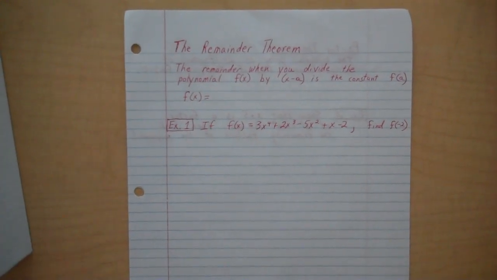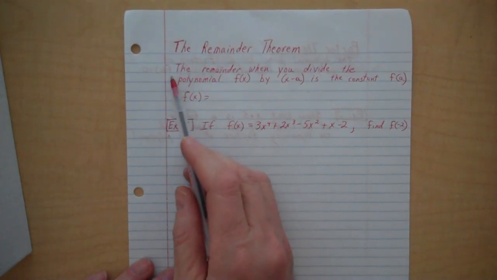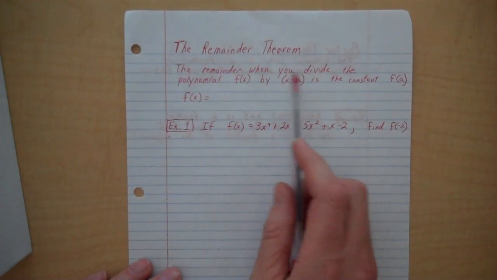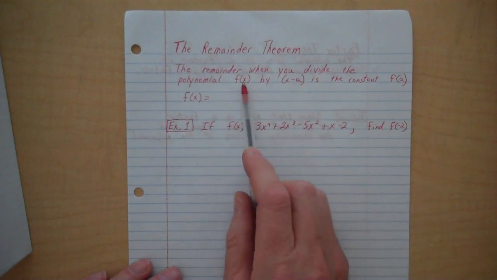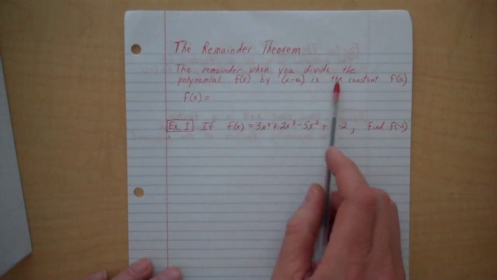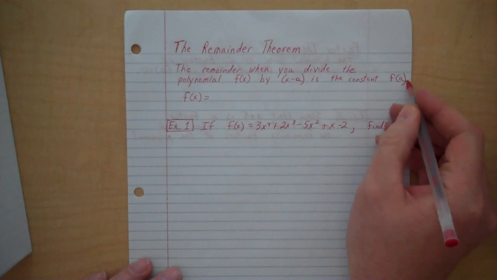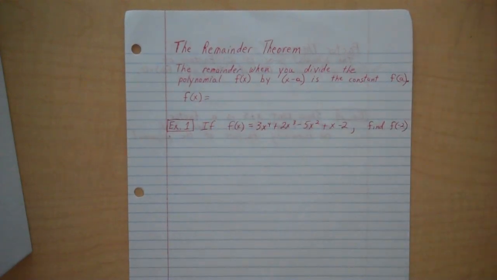Hi everyone. We have the remainder theorem and the factor theorem we want to get through in this video. And the remainder theorem, I have it written down here and you can write it in your notes. The remainder, when you divide the polynomial f of x, some polynomial, by x minus a, is the constant f of a. And we'll deal with how you find that.